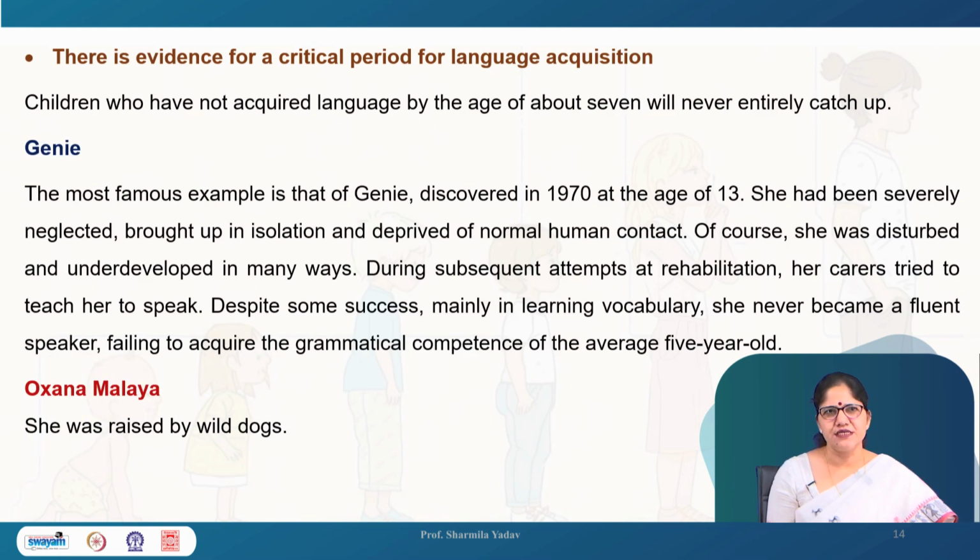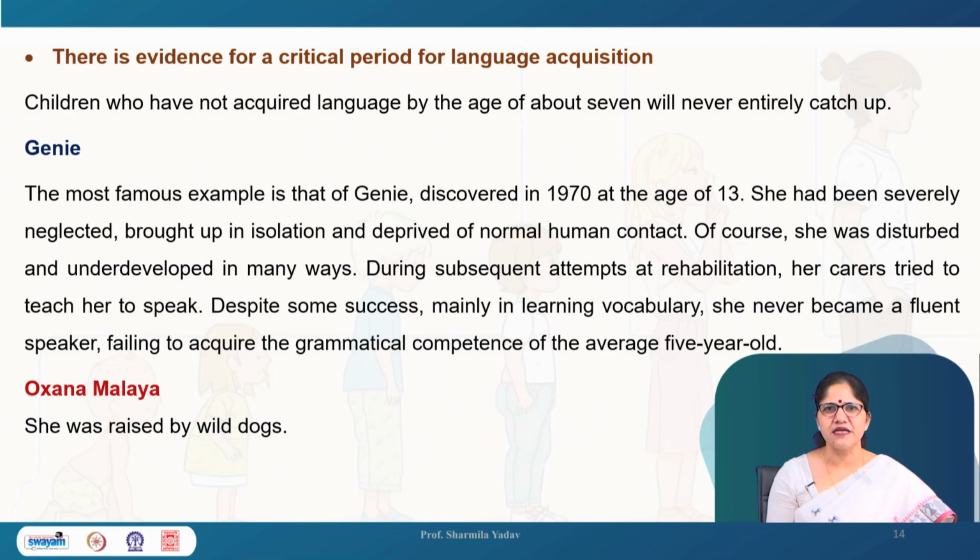Then the fourth limitation is there is evidence for a critical period for language acquisition. Children who have not acquired language by the age of about 7 will never entirely catch up. There are many examples, but I am giving two examples here. One is Genie. The most famous example is that of Genie, discovered in 1970 at the age of 13. She had been severely neglected, brought up in isolation, and deprived of normal human contact. Of course, she was disturbed and underdeveloped in many ways.